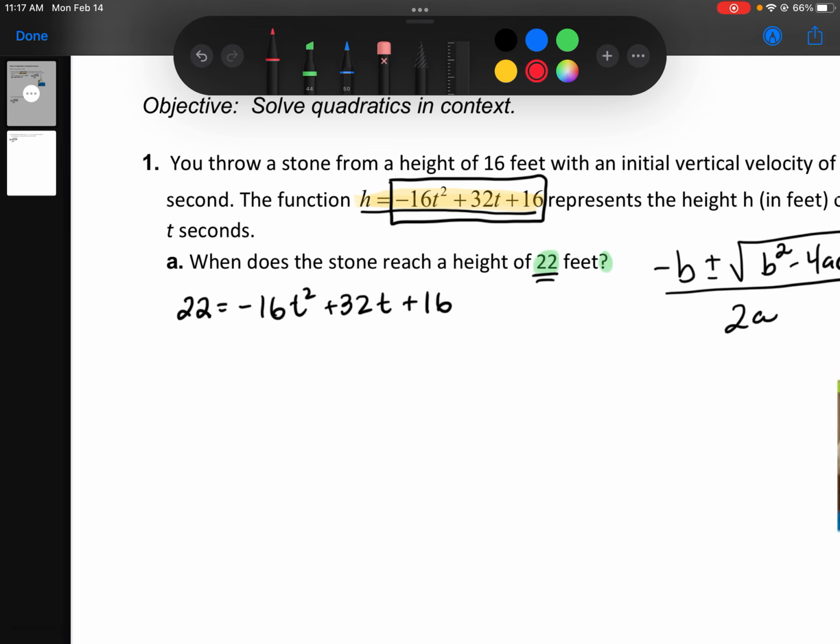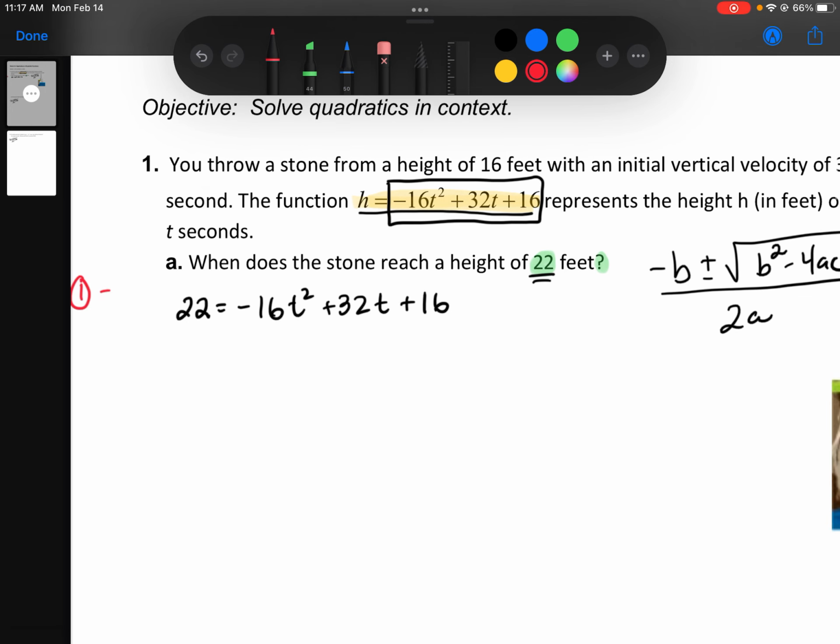So if you recall, the first step is to get the equation equal to 0. In order to do that, I'm going to go ahead and subtract 22 from both sides. And then we have 0 equals negative 16t squared plus 32t, and then 16 minus 22 is negative 6.